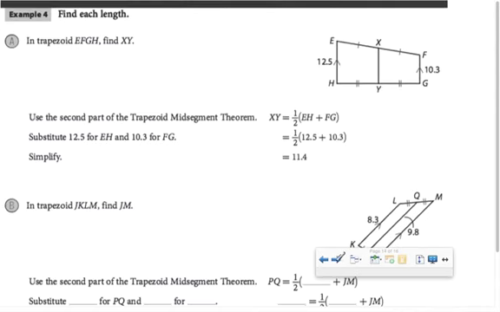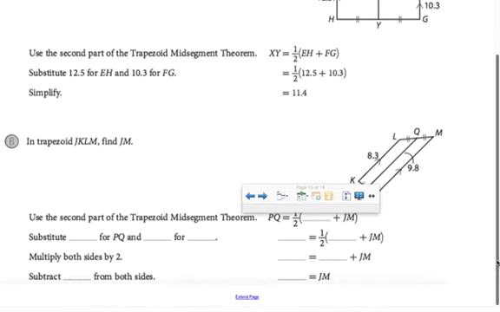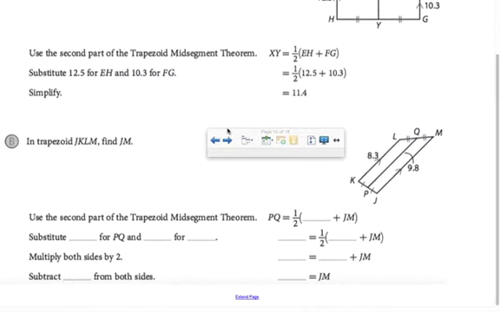So in this trapezoid, I'm asked to find the length of XY. XY is a mid-segment. So we see that they're using the second part of the mid-segment theorem and saying that XY has to equal half of the sum of EH and FG. They substituted their values in, and then they just typed stuff into their calculator. We're going to do the exact same thing in part B.